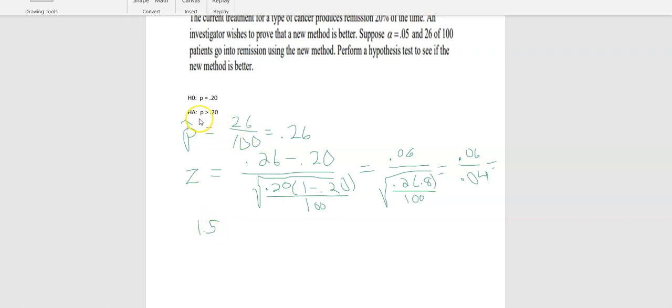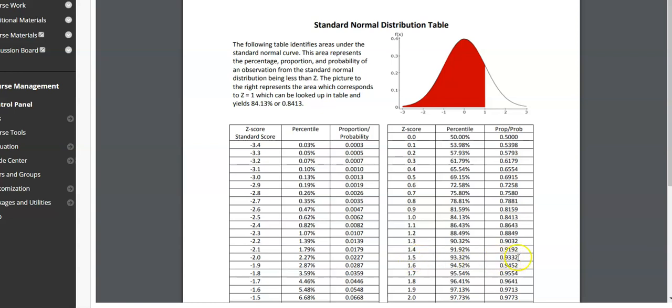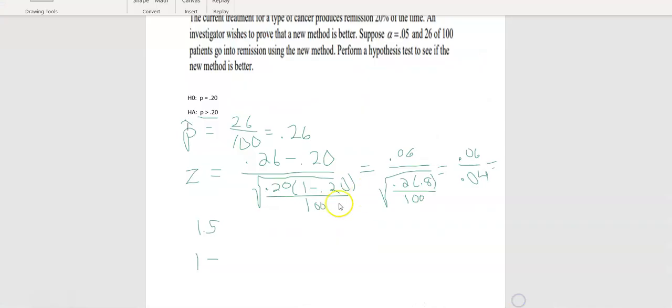Now let's notice that our alternative is greater than. Since it's greater than, when we look this up on our standard normal chart, whatever we get, we need to subtract from 1. So let's look up 1.5 on that standard normal chart. If we look up 1.5, we get 0.9332. Subtract it from 1, and that's going to be our p-value. And that's 0.0668.